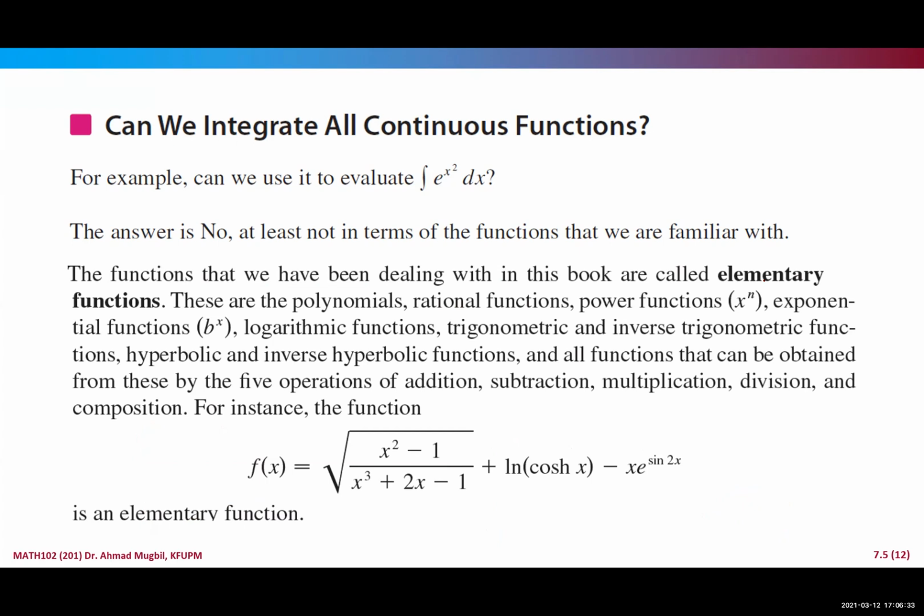All of these functions, of course, are elementary functions, or any algebraic combination of them. So if you add, multiply, divide these functions together, you have what is called, for example, this one. It is a combination of radical, rational, logarithmic, hyperbolic, exponential, trigonometric, a combination of all of these, and it's still an elementary function.